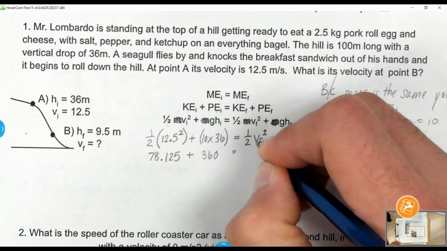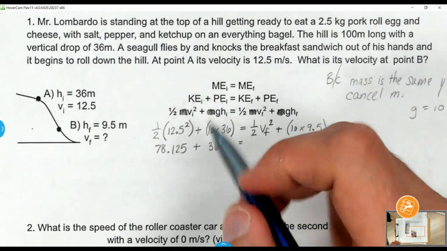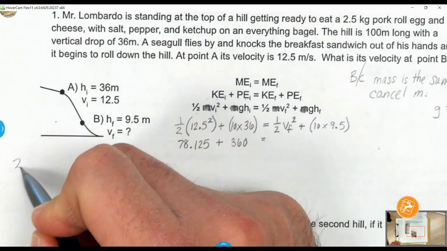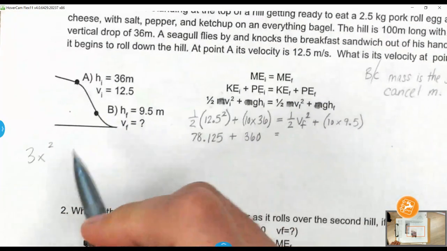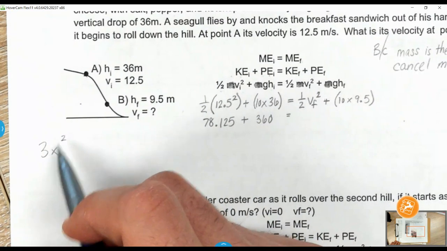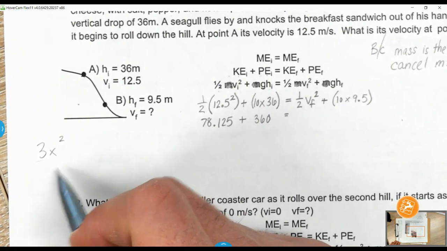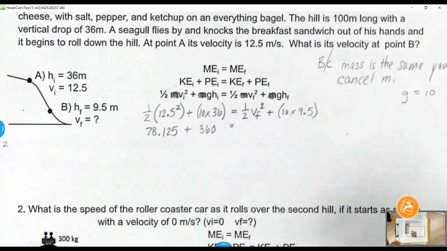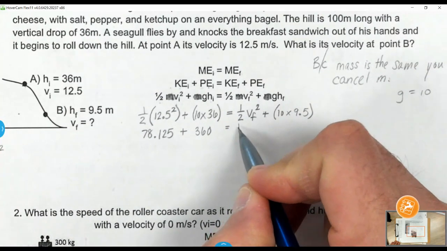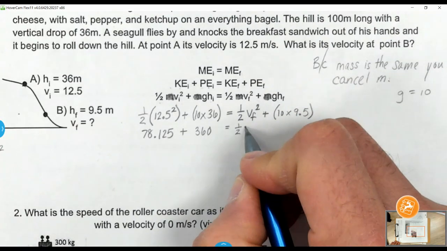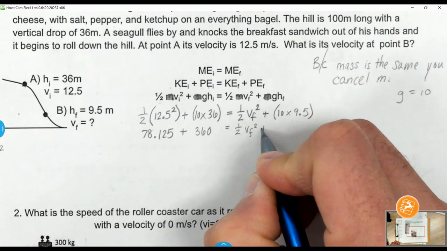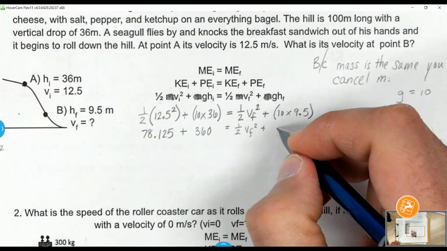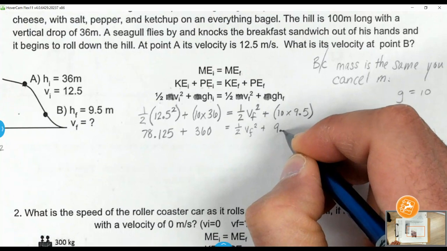We still don't know what this 1/2 v_f squared is. So guys, remember, this 1/2 v_f squared is basically like a 3x squared. So once we get towards the end, we need to get rid of the 3 and then also get rid of the square. All right, just keep that in mind. So right now we're going to leave this down as 1/2 v_f squared plus, what's 10 times 9.5? 95.